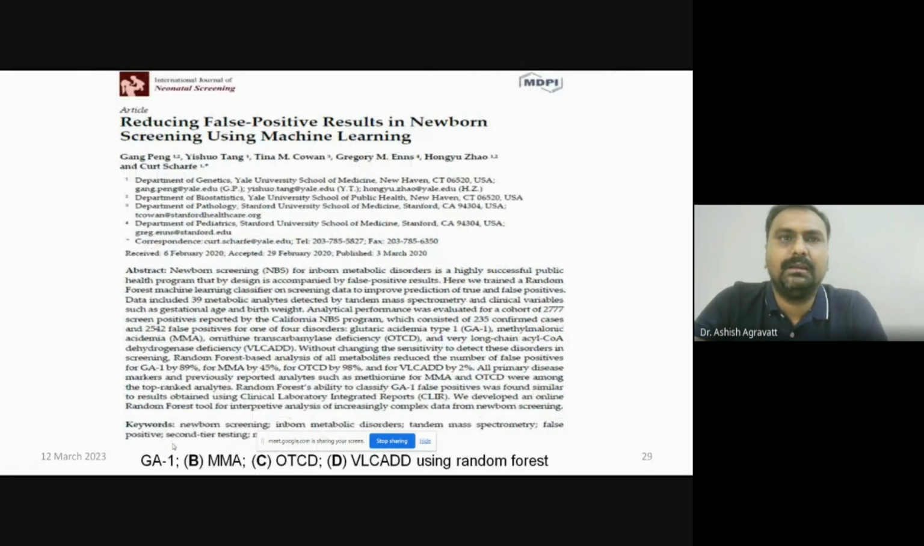Here is another article regarding reducing false positive results in newborn screening using machine learning.